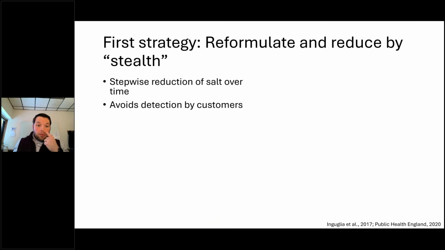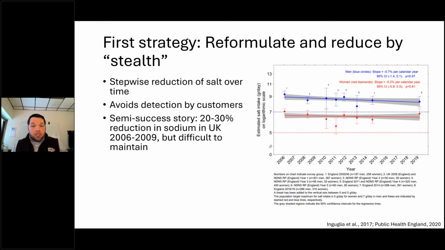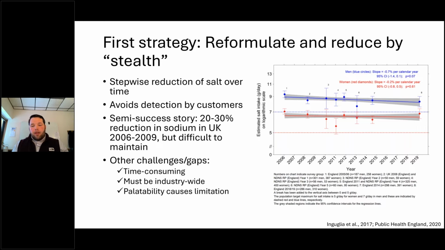The first strategy when reducing salt is to reformulate and reduce by stealth. And that's a stepwise reduction of salt over time, where the reduction is over such a long period of time, it's not noticed by consumers. There are success stories related to this. In 2006 to 2009, backed by a major public health campaign, sodium was reduced in the UK by about 20 to 30% naturally, but while that was achieved over that time period, it was difficult to maintain. You can see that by 2019, statistically speaking, there was no difference in sodium consumption.